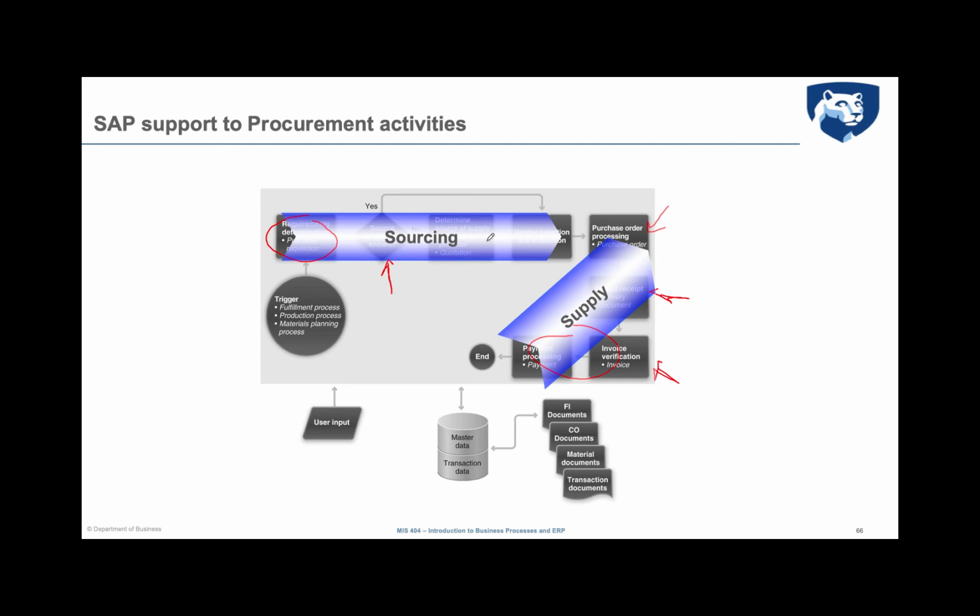As some of you who have done supply chain management 460 with me should know, the sourcing support with SAP is covered in that course. So in this course we will just deal with the supply part, so the operational cycle. Of course, in doing that, procurement populates and uses master data, and populates and uses transaction data, which are connected to accounting, management, and financial, material document, and transaction document.